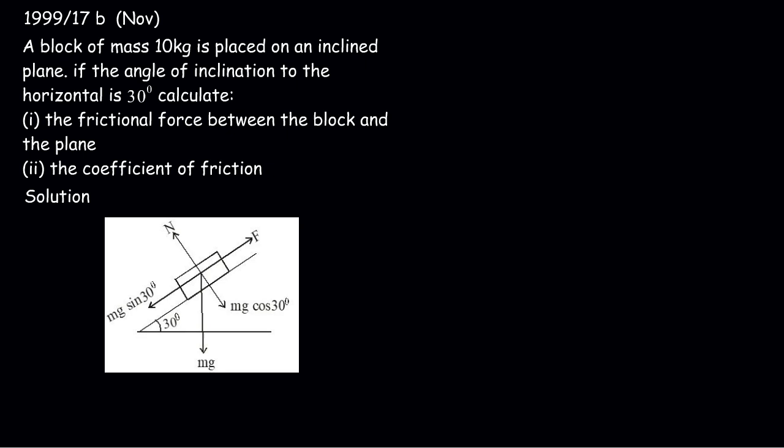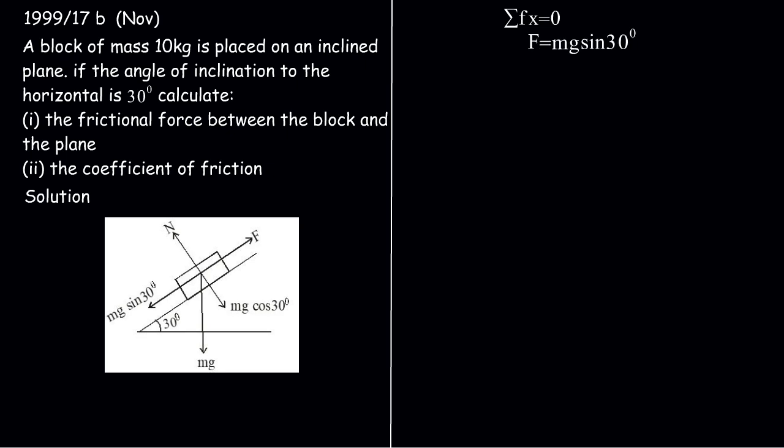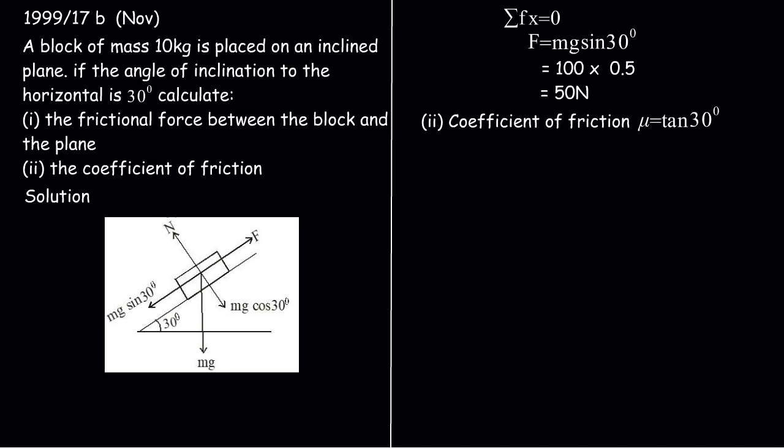Now in our solution, since there is no other external force acting on the body, we know that the sum of forces will be equal to 0, that is the sum of all of our forces along the plane. So therefore F will be equal to mg sin 30 degrees, which will be equal to 100 times 0.5, which is equal to 50 Newton. Now for part (ii) of our question, the coefficient of friction will be equal to tan 30 degrees, which will be equal to 0.577.